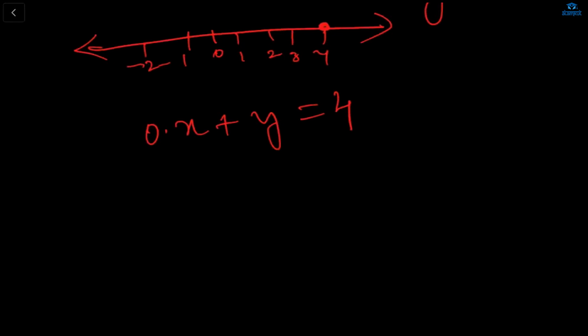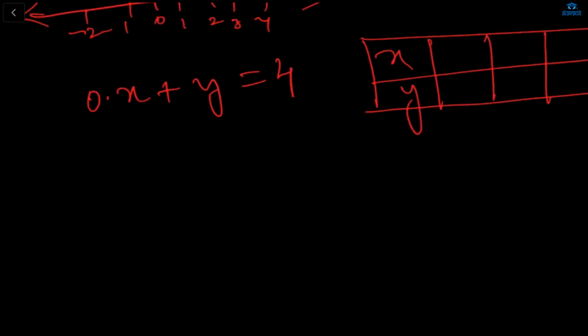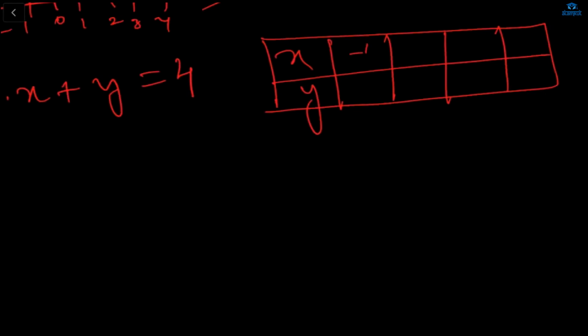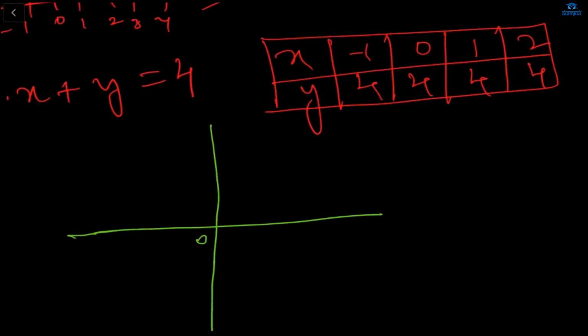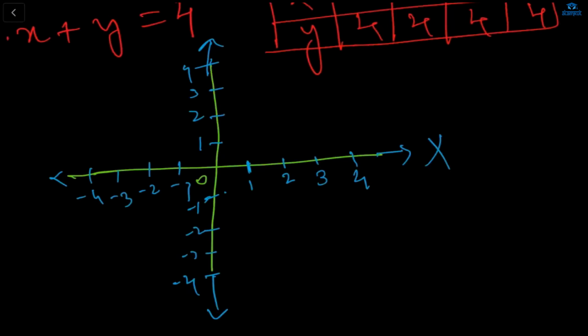Now if you draw the graph for this equation, first let's find out the points. For y, the value will always be 4, and whichever value you keep for x, you can keep minus 1, 0, 1, 2, and y will always be 4. Now if you draw the graph here, again it will be a parallel line. But this time, since the equation is in y form, the line will be parallel to which axis? The x-axis. This one will be parallel to the x-axis.